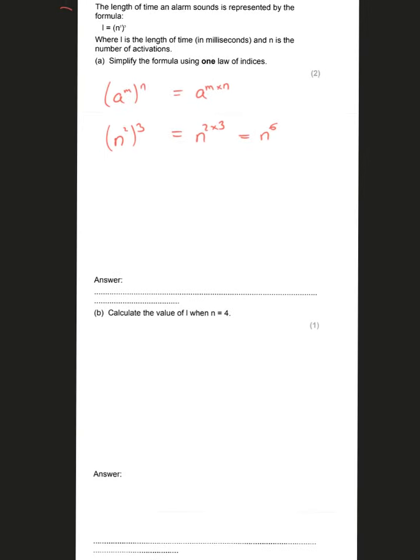Calculate the value of L, when n equals 4. So L is equal to n to the power 6. We know that from the work above. L is equal to 4 to the power 6. You put 4 to the power 6 into your calculator. 4096.